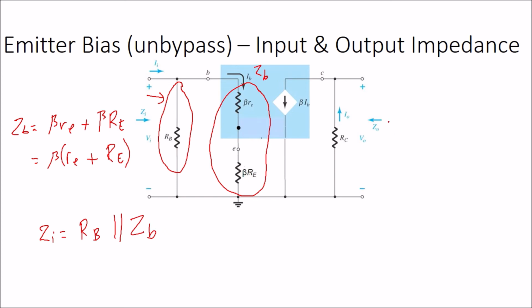For the output impedance, it's very clear that we only have the RC. There is no other resistor here. So Z0 is equal to RC.